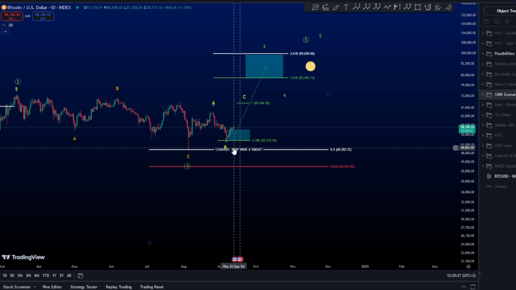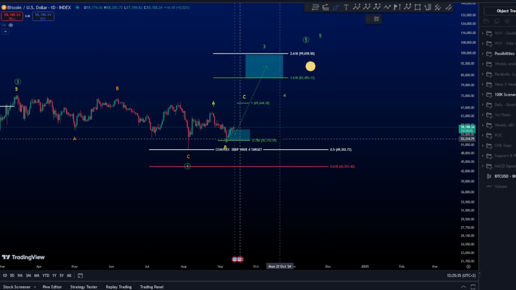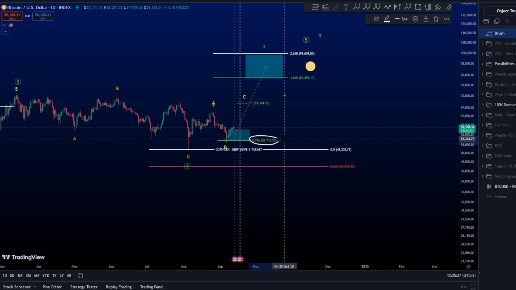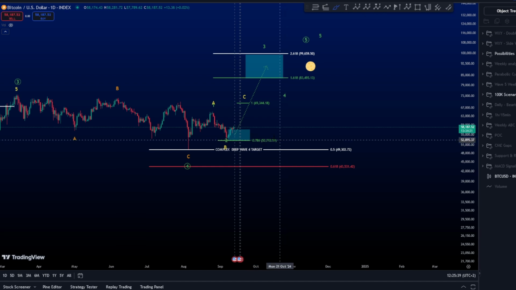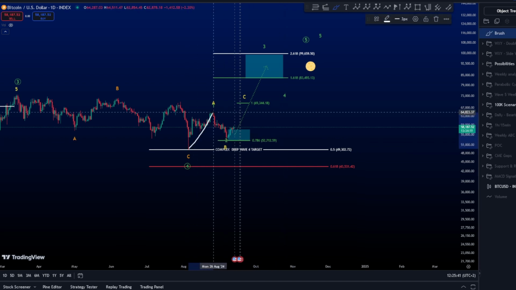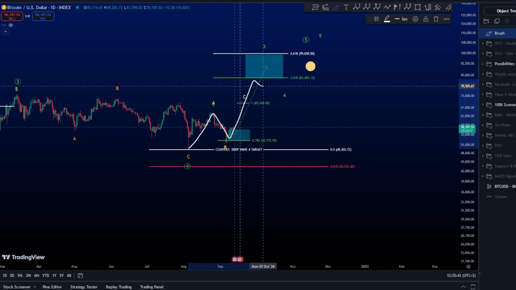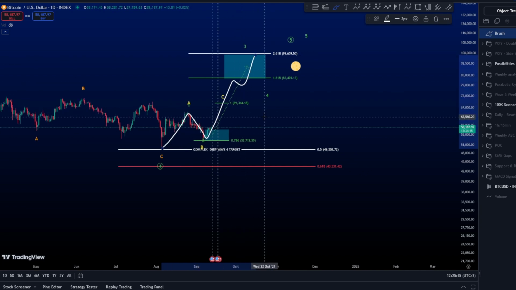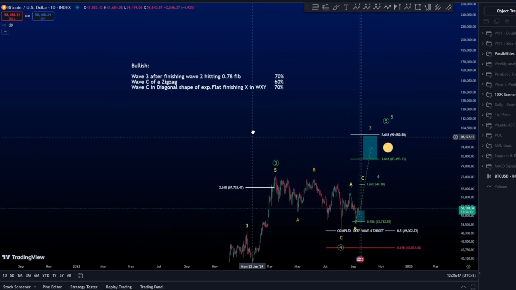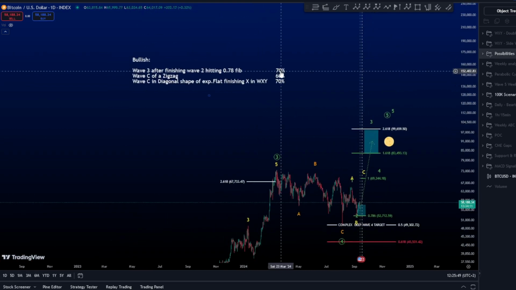So once we break this level down, we cannot consider this 100K anymore. The beautiful thing is it has reversed exactly on that level. That opens the possibilities that yes, we are in a very, very big bullish scenario towards the upside. So therefore, it has a higher possibility.